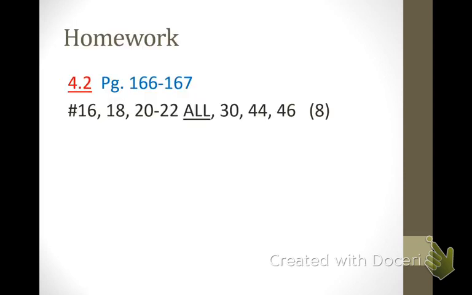Tonight is just 8 problems, and it's going to look very similar to what we did right there. Okay, that's everything you need to know about GCF, or greatest common factor.